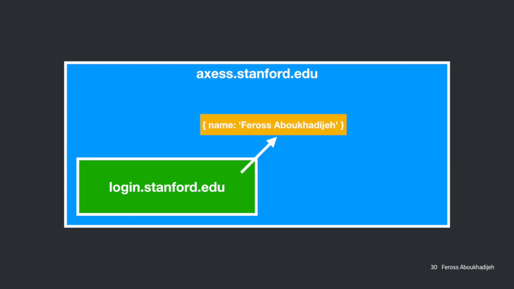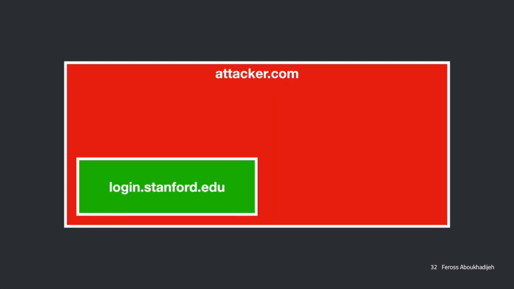Now, this is where it can go wrong. What if an attacker site embeds login.stanford.edu, as I said before? This page is currently indiscriminately just sending a message to whoever the parent is. And this is how we leaked the username to any site that wants to find out.